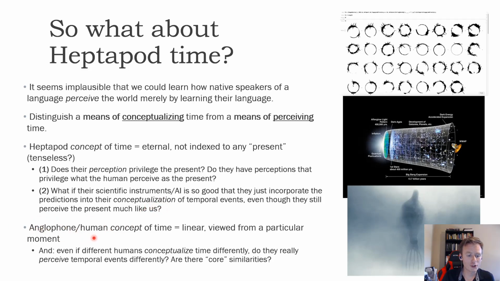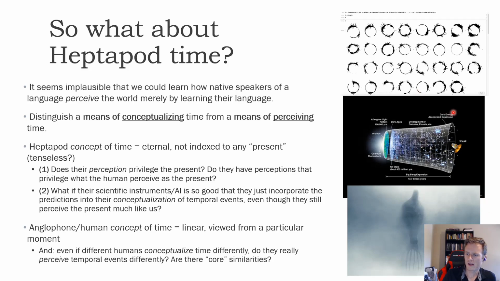So the Anglophone or human concept of time, and I say Anglophone just as a hedge, but I think the human concept of time would be something that is generally pretty linear and viewed from a particular moment. But the question is, even if different humans conceptualize time differently, do they really perceive temporal events differently? Or are there core similarities between humans?